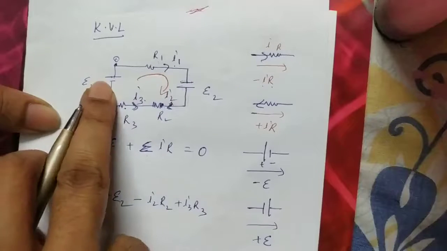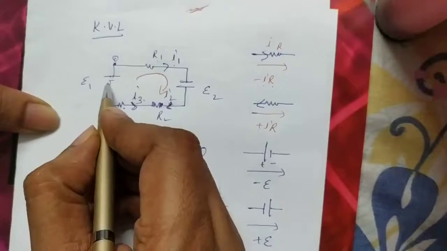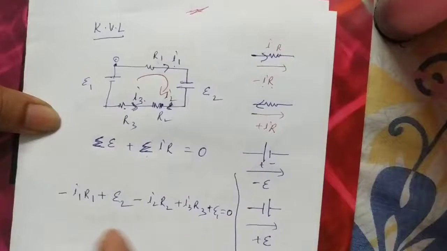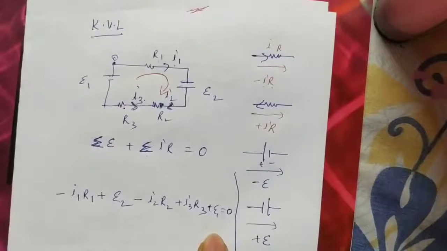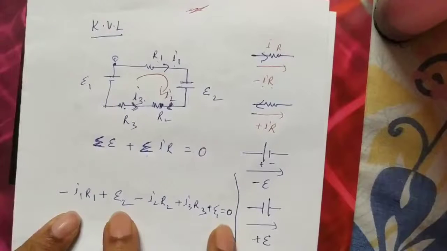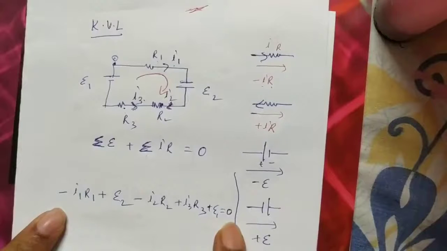Now this battery is there. When you are moving like this, first we get the negative of the battery, so you have to take plus E1, and that is equal to 0. Like this we can write the equation. The potentials may be due to battery sources or due to resistors. The sum of all the potentials must be equal to 0.